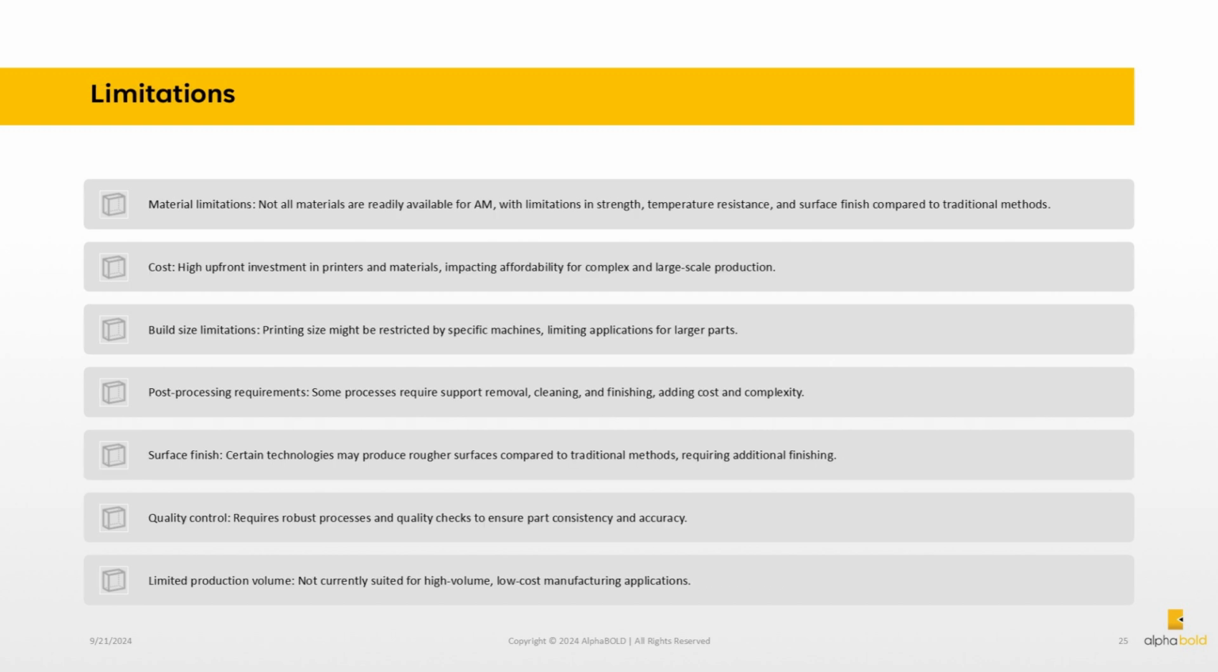Limitations. Material limitations. Not all materials are readily available for AM, with limitations in strength, temperature resistance, and surface finish compared to traditional methods. Cost. High upfront investment in printers and materials, impacting affordability for complex and large-scale production.